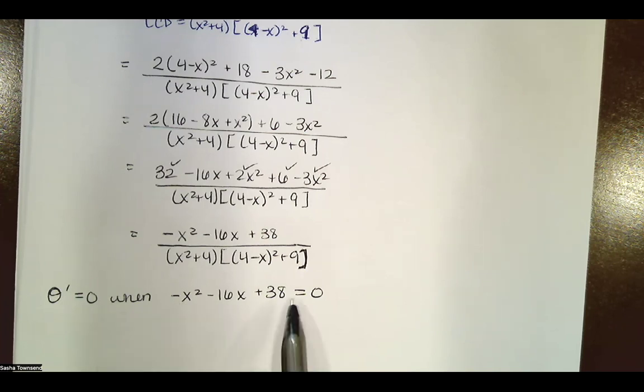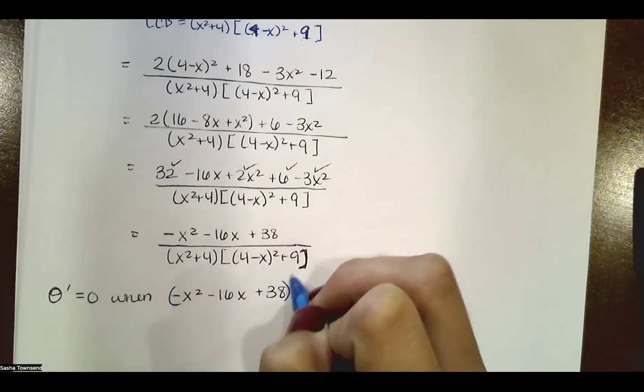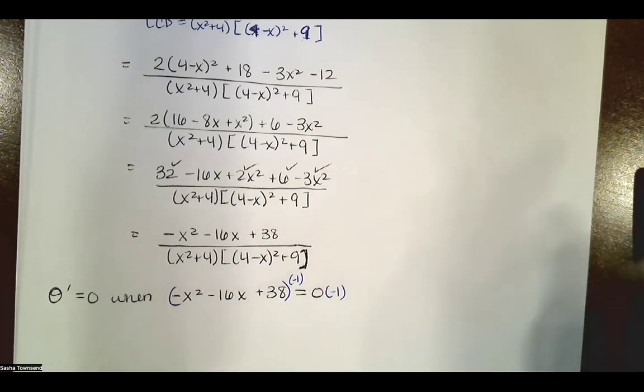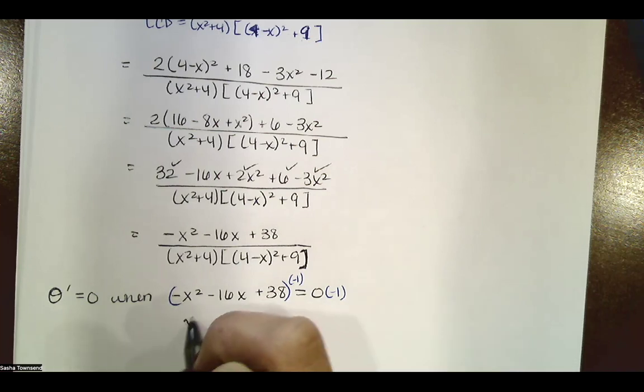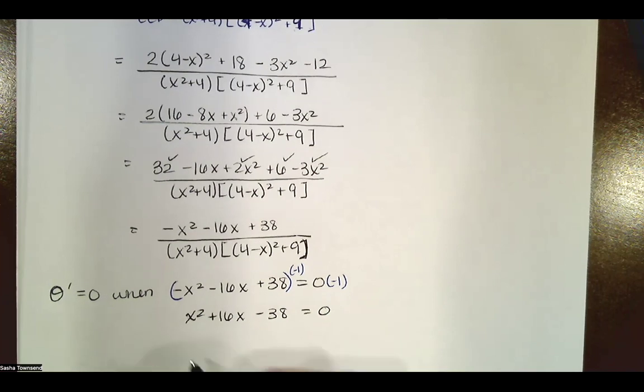I would prefer to complete the square. In order to simplify this, rather than factoring out a -1 and simplifying from there, I think I'm just going to multiply both sides by -1. So multiply by -1, then we'll have x squared plus 16x minus 38 equals 0 times -1, which is 0. And then if we add 38 to both sides, this is what we get.